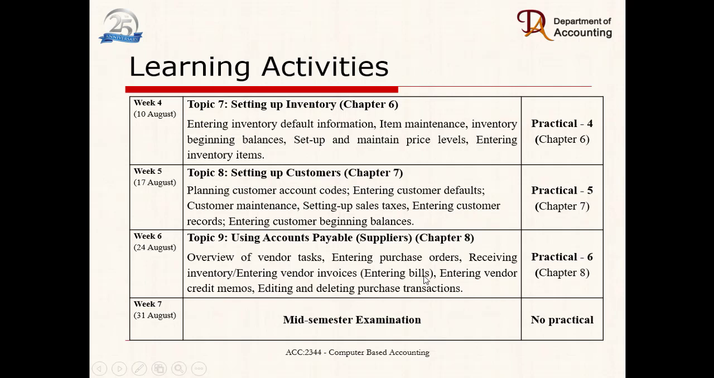So then sometimes we may send some of the goods back. So therefore we would have to deal with the debit notes. In that, we call it the credit memos. So you may learn how to enter these credit memos or the debit notes. And sometimes some of the transactions you may have to edit, and sometimes you may have to delete. Those aspects you are going to learn in week 9.